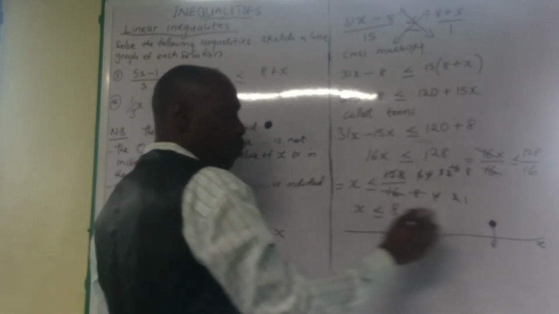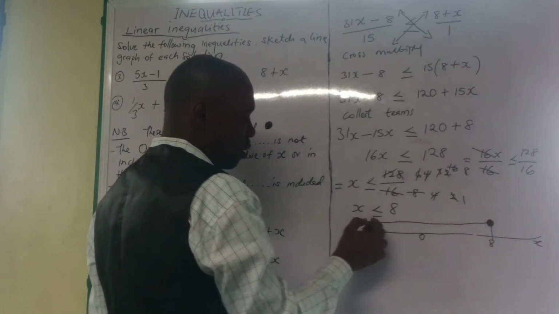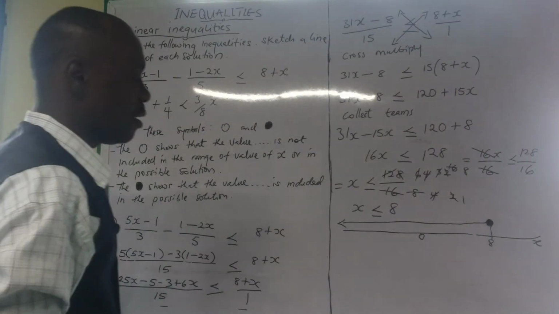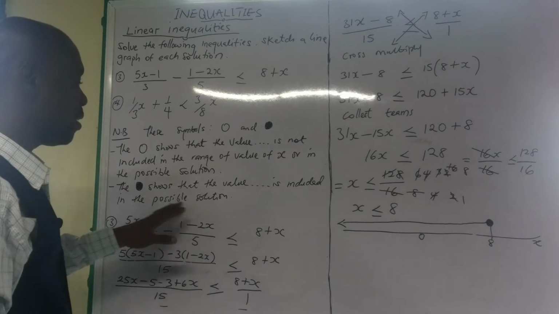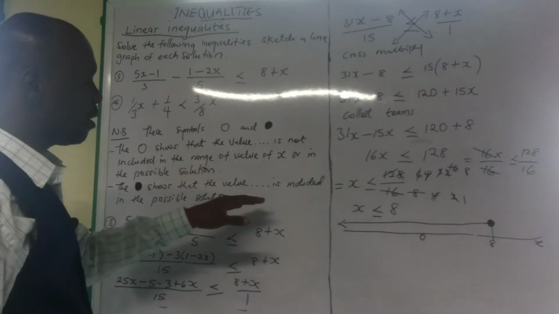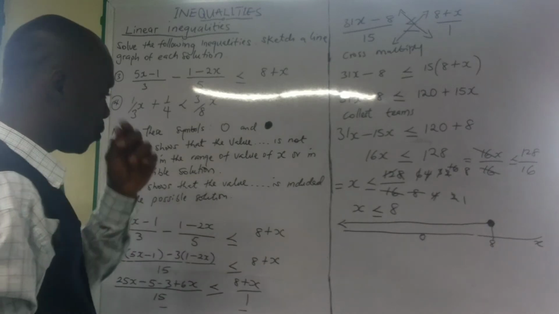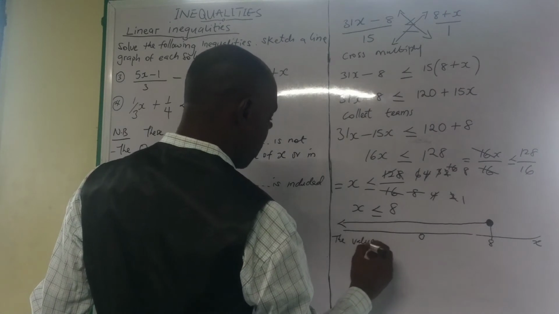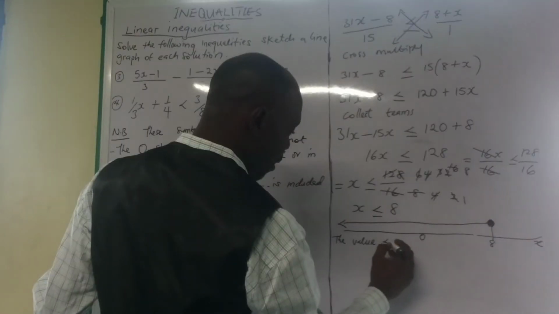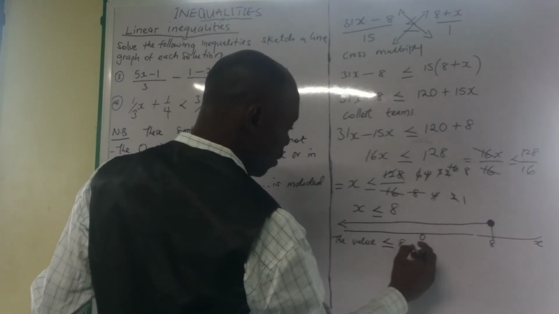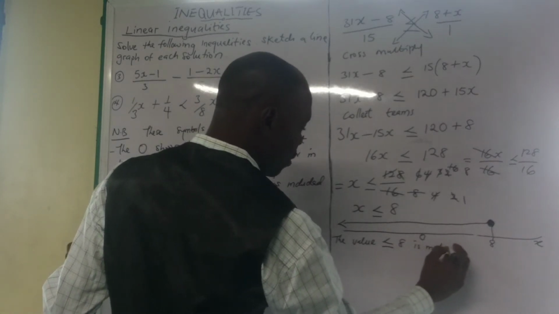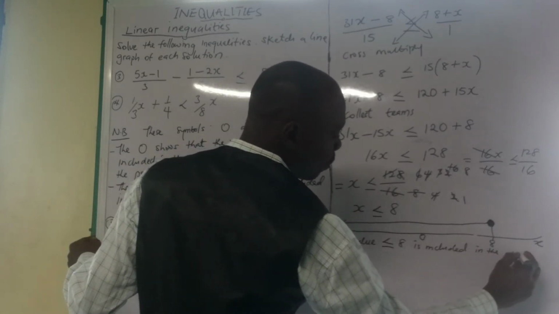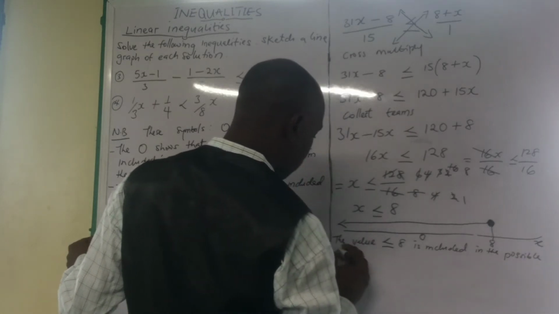Then the direction of this arrow, our x will go like that. So this shows that the value x less than or equal to 8 is included in the possible solution.